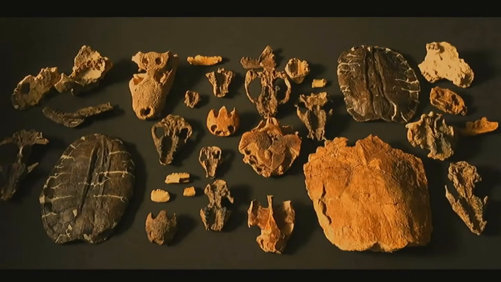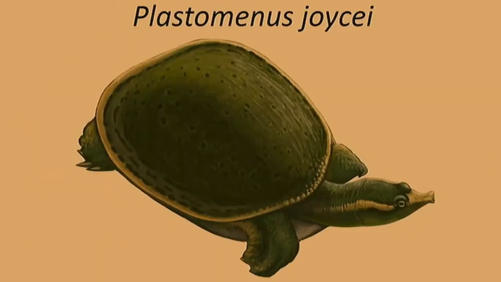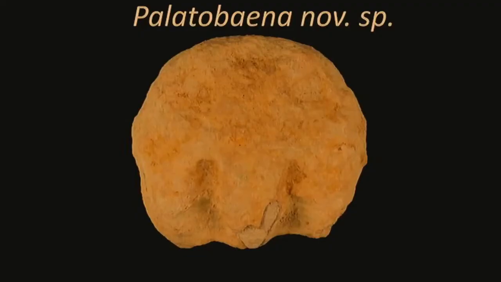And we've been able to prepare a lot of these fossils. This is just a small subset of the fossils. And we have new species of mammals, new species of turtles, new species of crocodile. Here's one example. Here's one new species. This is a new species of soft shell turtle. So here's the top shell. Here's the bottom shell. And here's what we think it may have looked like. And this is an animal that Ian and I just named, a paper that just came out a couple of weeks ago.